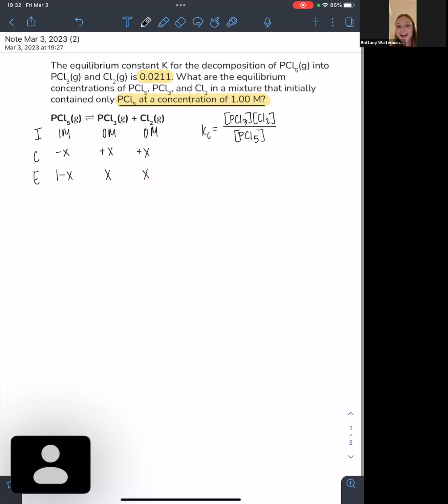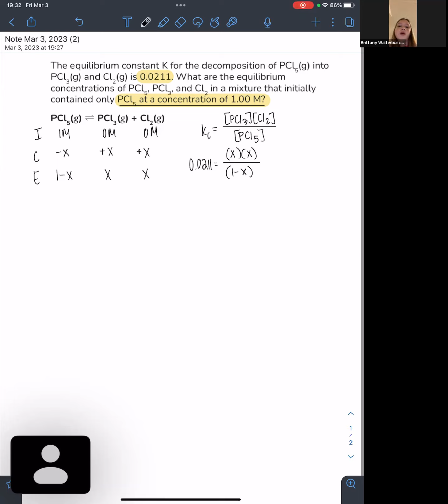Okay, so given our Kc, we can fill in that. We know it's 0.0211, and that's going to equal our concentrations, which we know in terms of X. So we know our PCl3 is X, and our Cl2 is represented by X. And those are going to be over that 1 minus X, which represents our PCl5.